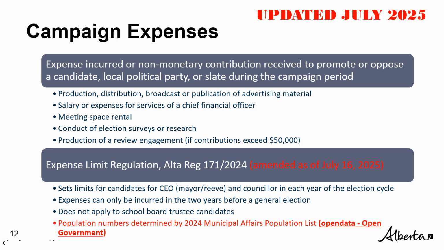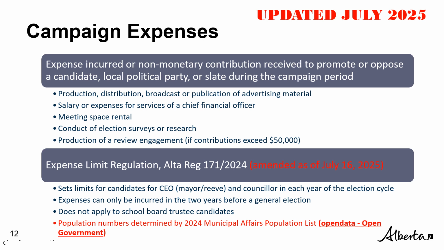New for 2025, an expense limit regulation has been put in place by ministerial order. This regulation sets limits on campaign expenses made by candidates for chief elected official, which is mayor or reeve, and for councillors in each year of the 4-year election cycle. No campaign expenses can be made in the first and second years of the campaign period before a general election. They can only be made in the third and fourth years. This regulation does not apply to candidates for school trustee.